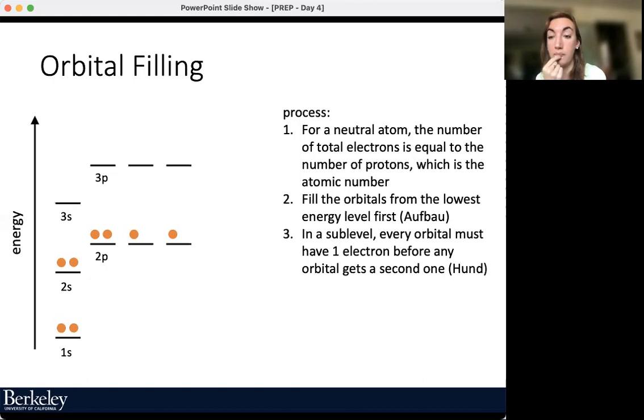Quick question: do you fill up the S before you go on to distributing the P? Yes, because the S sublevel is at a lower energy than the P sublevel. Okay. So it's only within a given sublevel, so within that P sublevel of the second level, that Hund's rule starts applying.